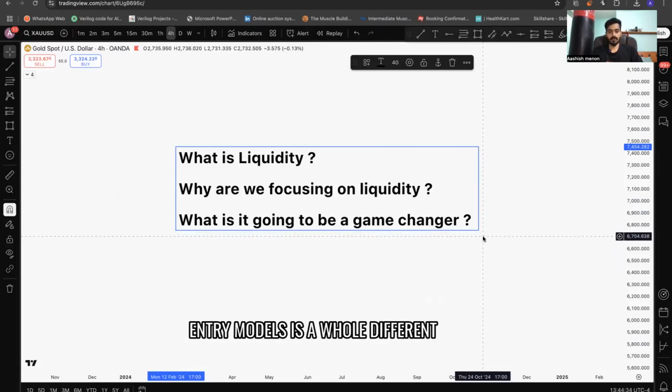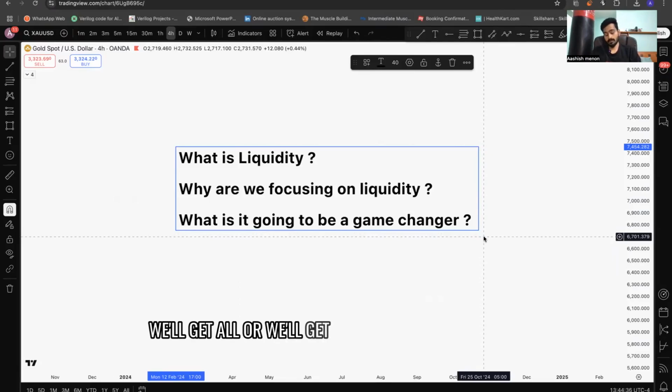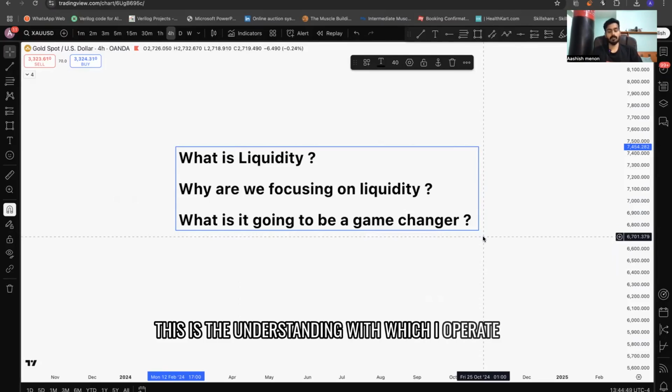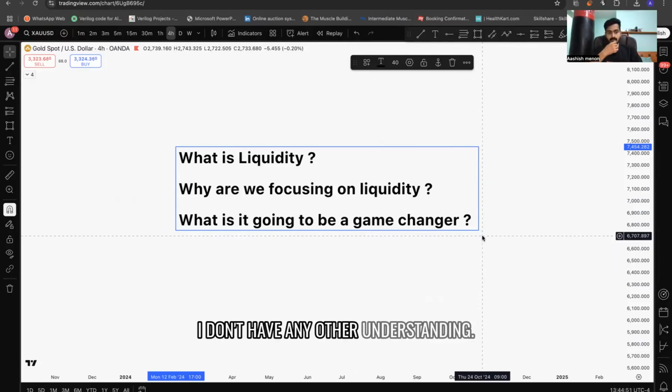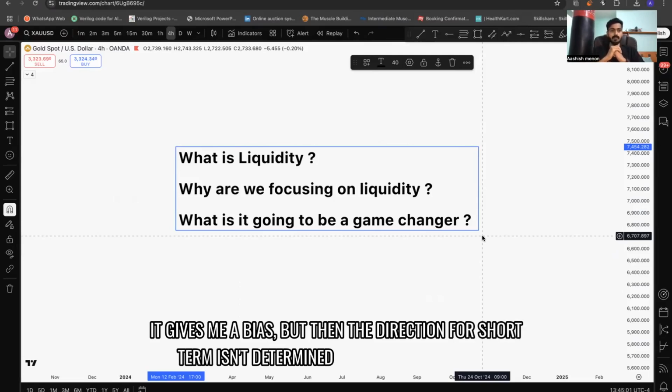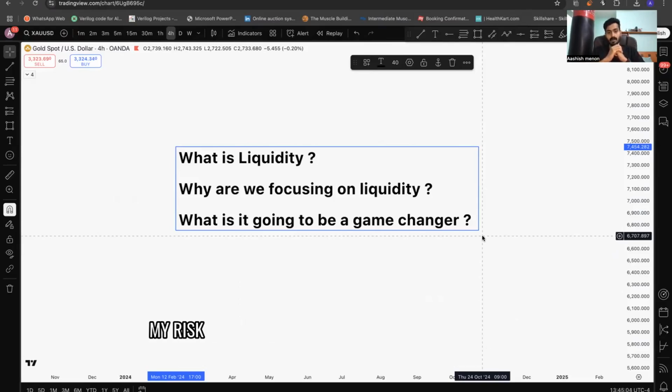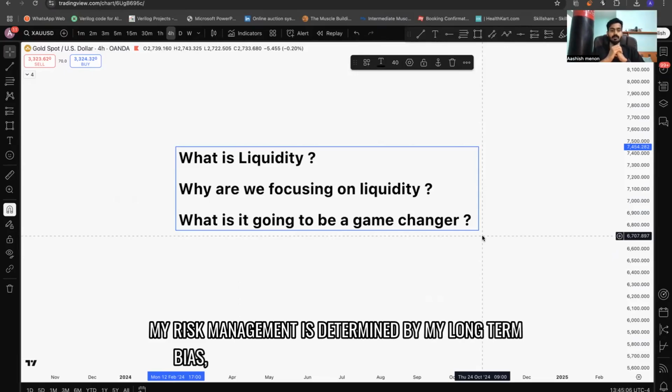Entry models is a whole different topic. We'll get to a lot more topics from here. This is just the bare bone basics. I use this as my foundation to understand the markets. This is the understanding with which I operate in the markets. I don't have any other understanding. I'm not trying to create a bias that I'm bearish or bullish. I just look at the market structure. It gives me a bias, but then the direction for short term isn't determined by my long term bias. My risk management is determined by my long term bias, but my trade setups don't have to be.